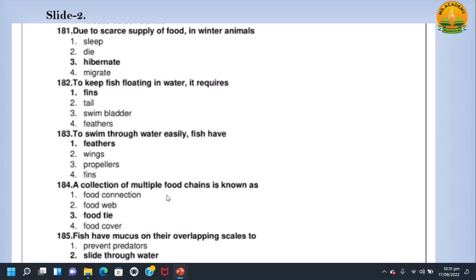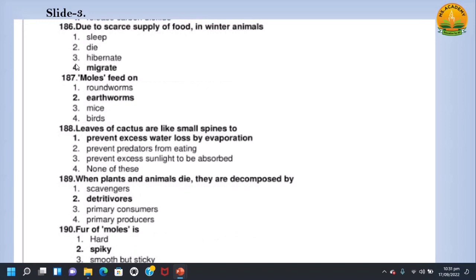A collection of multiple food chains is known as, right option is 3, food tie. Fish have mucus on their overlapping scales to, right option is 2, slide through water. Due to scarce supply of food in winter, animals, right option is 4, migrate. Moles feed on, right option is 2, earthworms.